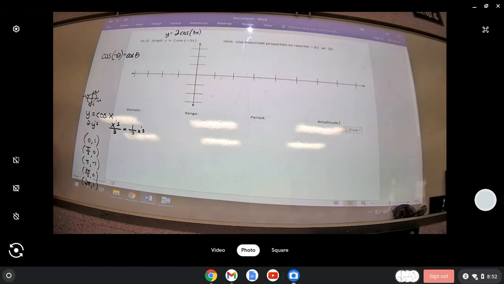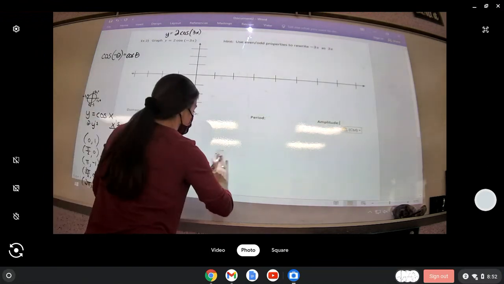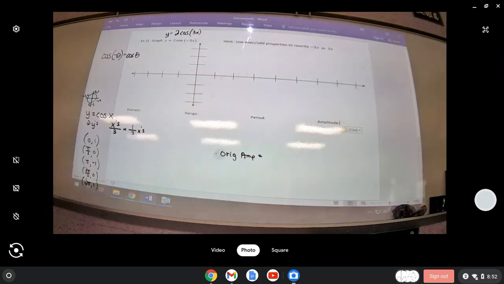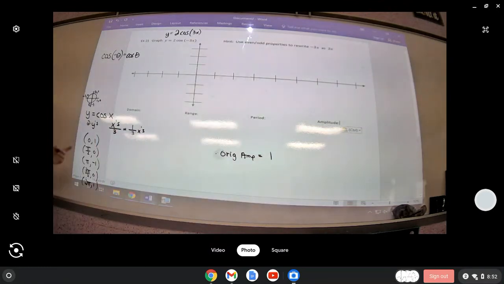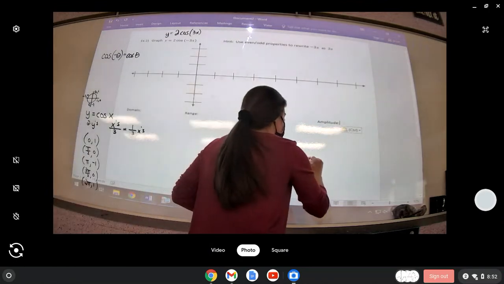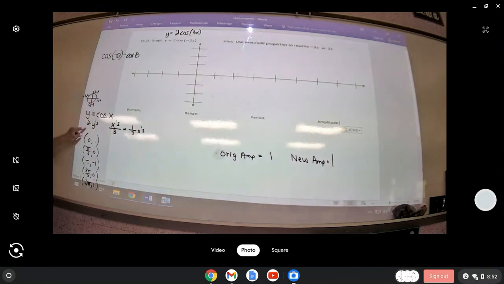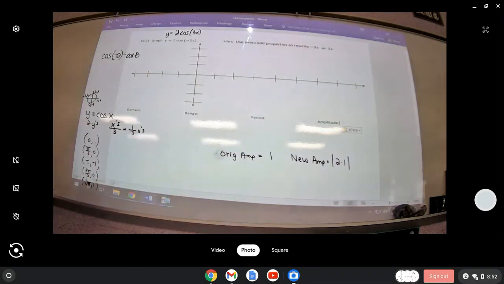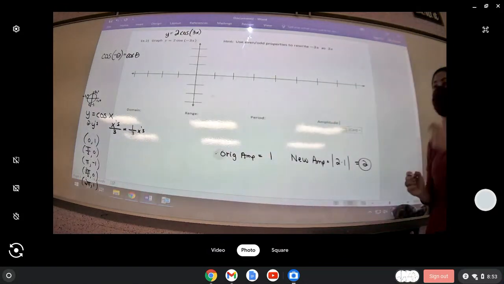All right, let's get the original amp and the original period. What was the original amplitude of the cosine curve? 1 unit, right? 1 up and 1 down from that midline. What's the new amp going to be if you're timesing all of your y coordinates by 2? The new amp will be the absolute value of whatever you timesed your y's by, which in this case is 2, times 1, the original amp. Now the new amp is 2. So now it should go 2 units up and 2 units down from that midline.